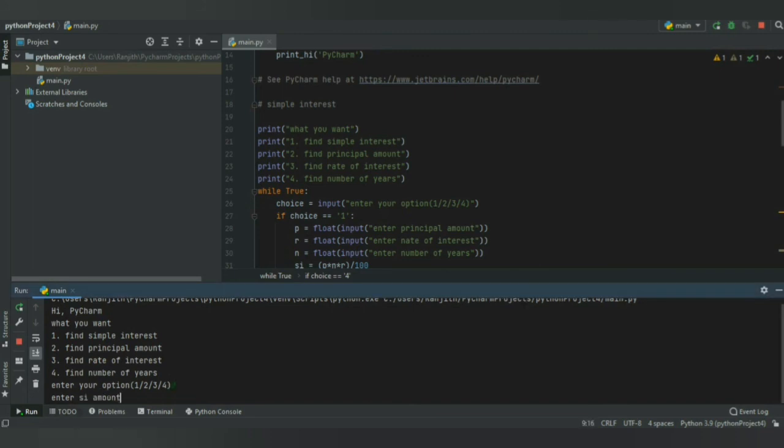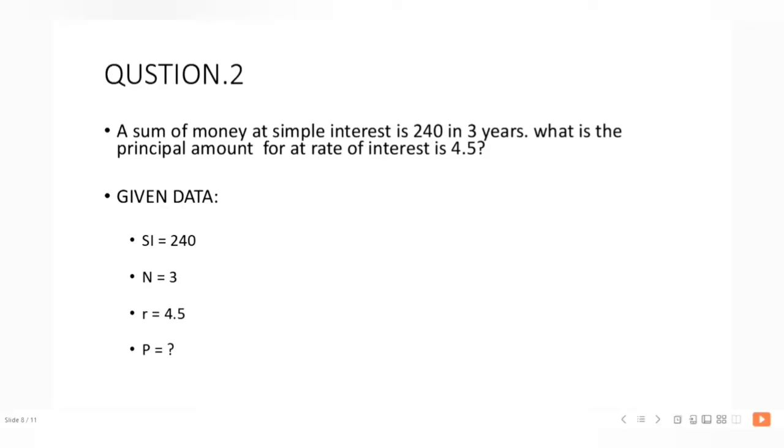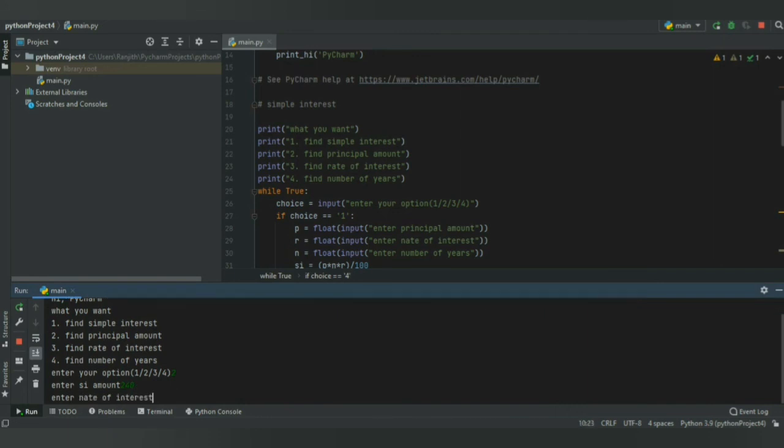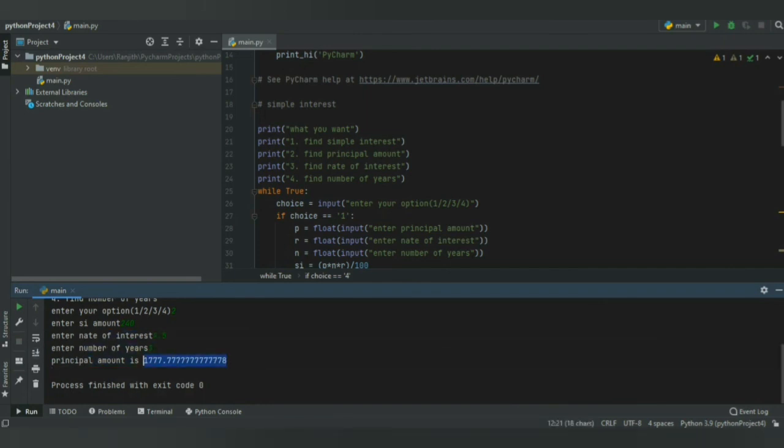Enter simple interest amount is 240 and enter the rate of interest is 4.5. Number of years is 3. Then enter. The principal amount is 1,777.